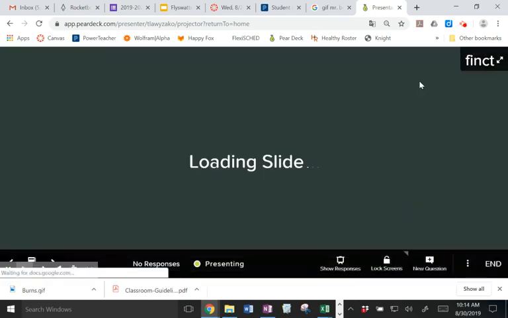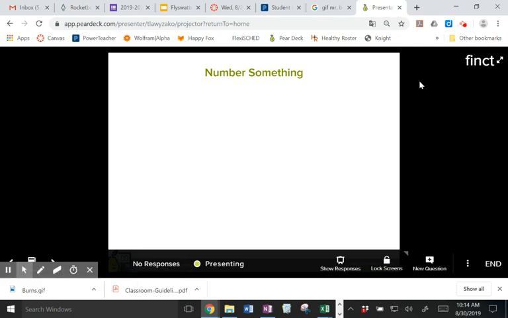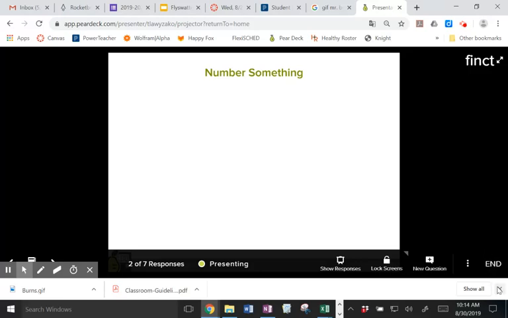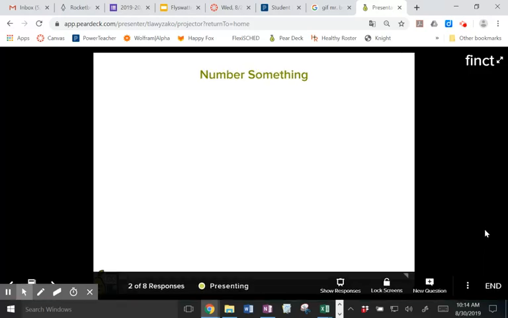Okay, the code is F-I-N-C-T. Can't read a clock. 34. All right, we're doing good. So pop on over to the pear deck. What did you get for your slope numerically?